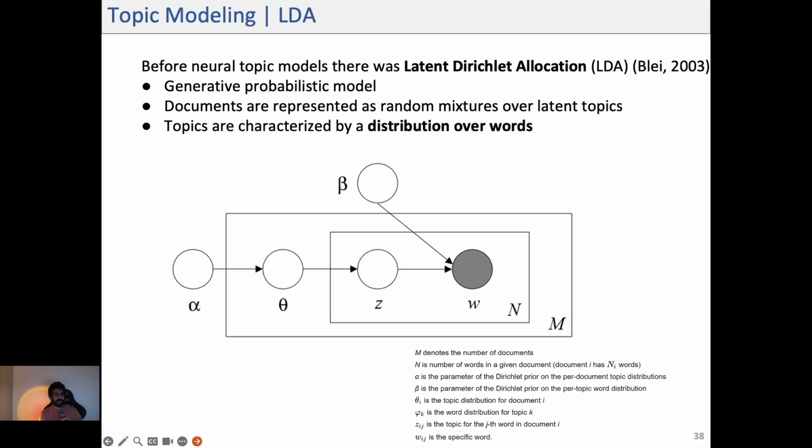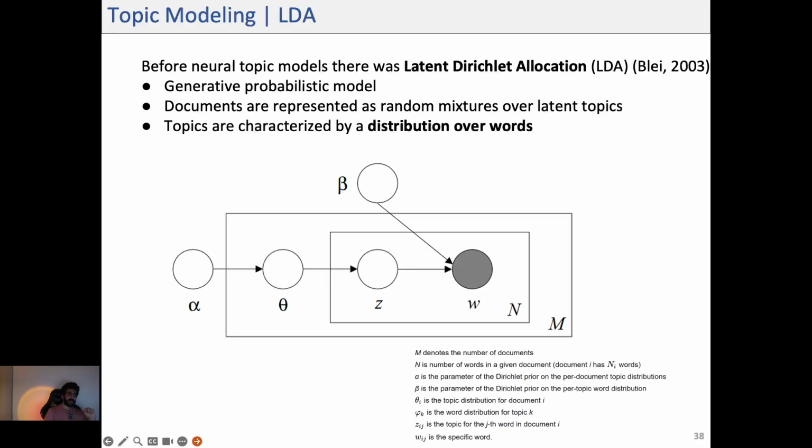Before we had neural topic models, one of the most foundational approaches to topic modeling was latent Dirichlet allocation, or LDA. This was introduced by Blei et al. in 2003. LDA is a generative probabilistic model, which means it tries to describe how documents could have been generated, assuming that each document is a mixture of topics, and each topic is a distribution over words. Those two assumptions are really important as we go further.